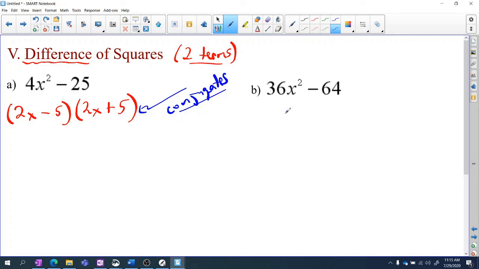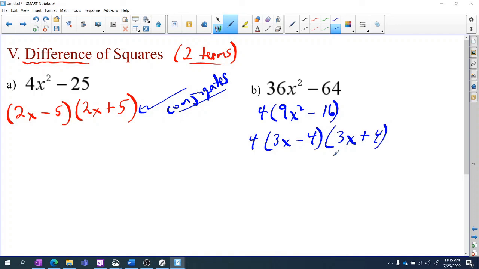36x squared, subtract 64. 36 and 64 look like they probably have a GCF first, so let's start with that. They both divide by 4, I would say. So 4, that'll give me 9x squared, subtract 16. These are still the difference of two perfect squares. So the 4 will stay there. Take the square root of the first, subtract square root of the second, square root of the first, plus square root of the second. Nice and easy. Difference of squares.